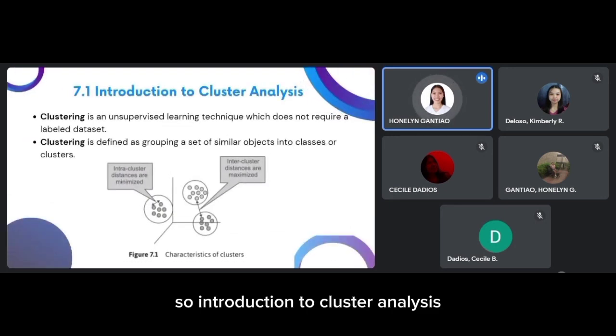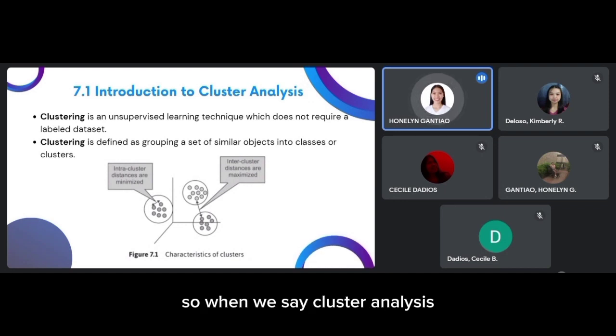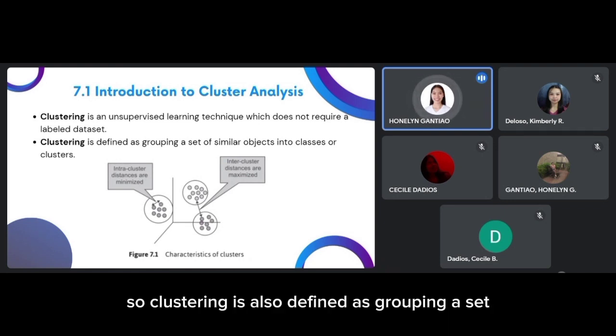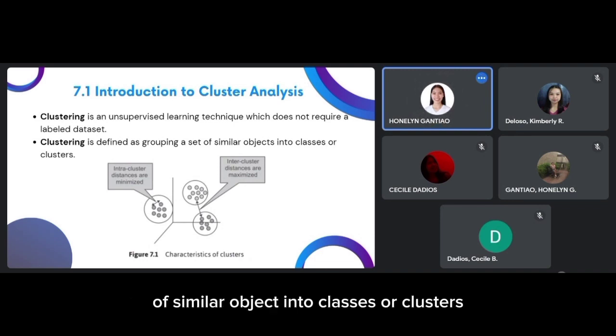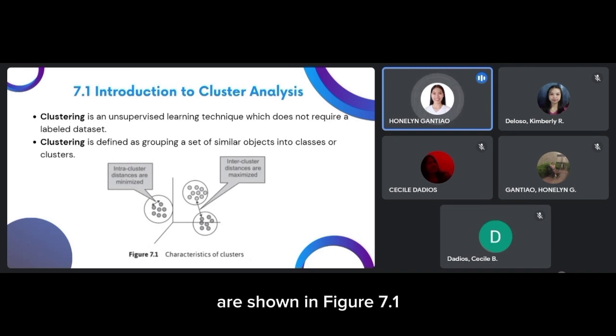So, introduction to cluster analysis. Cluster analysis is an unsupervised learning technique which does not require a labeled data set. Clustering is also defined as grouping a set of similar objects into classes or clusters. In other words, during cluster analysis, the data is grouped into classes or clusters, as shown in figure 7.1.